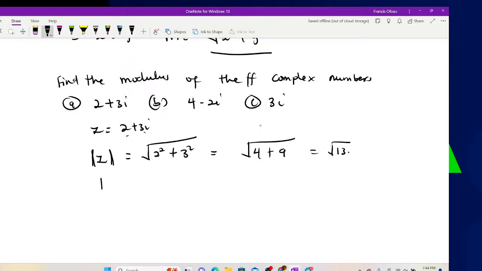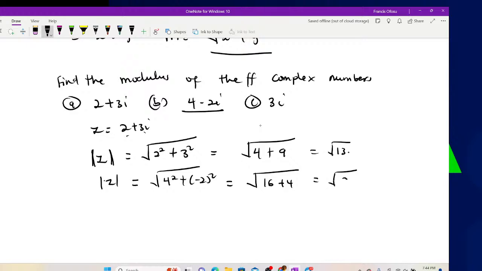For my B part, I'll have the absolute value of Z, which is the distance or the modulus of Z, equal to the square root of 4 squared plus negative 2 all squared. Hence, you know that 4 squared is 16, then negative 2 squared is what? 4. I'll simply get square root of 20 as my modulus.